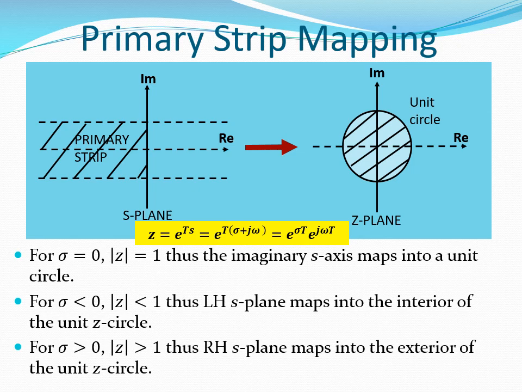Points in the right-hand plane of the s-plane have a positive real part. In other words, the real part is more than 0. Correspondingly, the magnitude of z is more than 1. Therefore, points that are in the right-hand plane of the s-plane will map into the exterior of the unit circle.